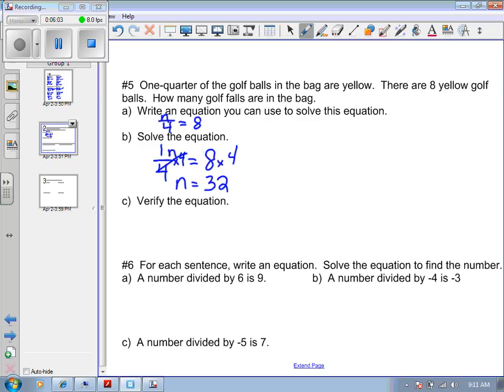We need to verify the equation by going back up into this one. 32 divided by 4, is that equal to 8? 32 divided by 4 is 8, equals 8, so that is correct.